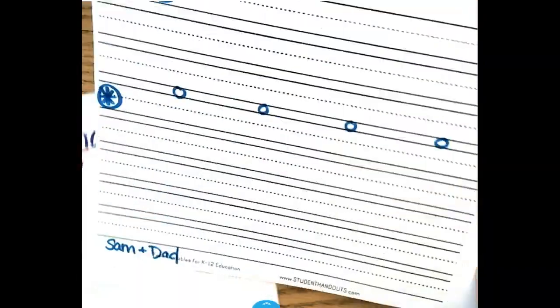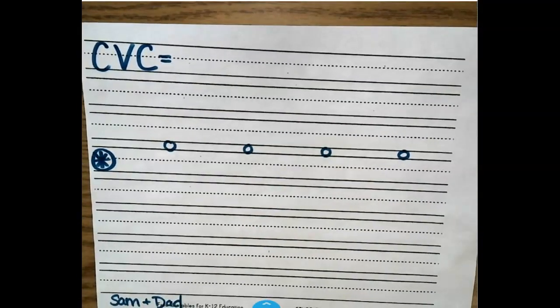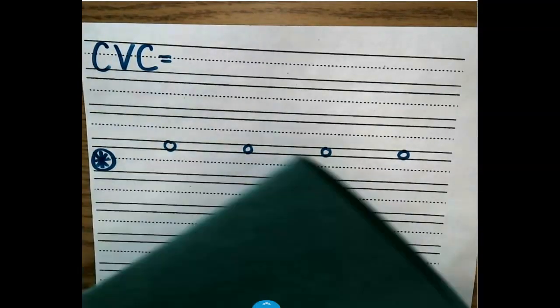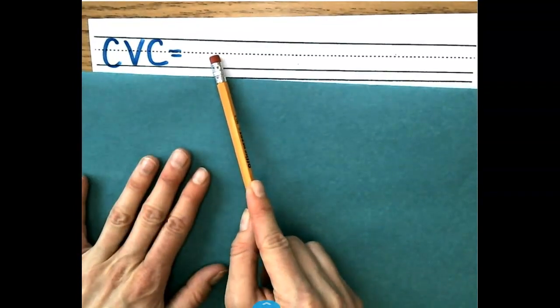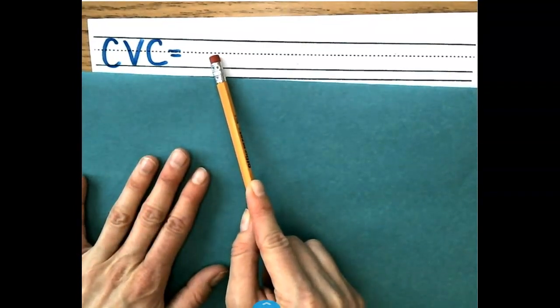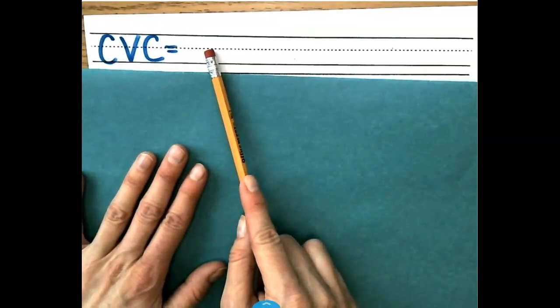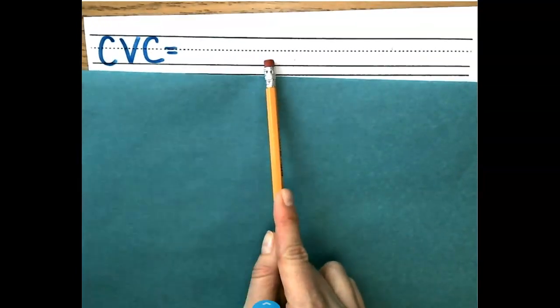Take out your piece of paper. It should look like this. And we are going to start with writing down some CVC words. Get your pencil ready. And right at the top of the page, we are going to write our CVC words. Your first word is lab. Say the word with me. Lab. Write the word here.